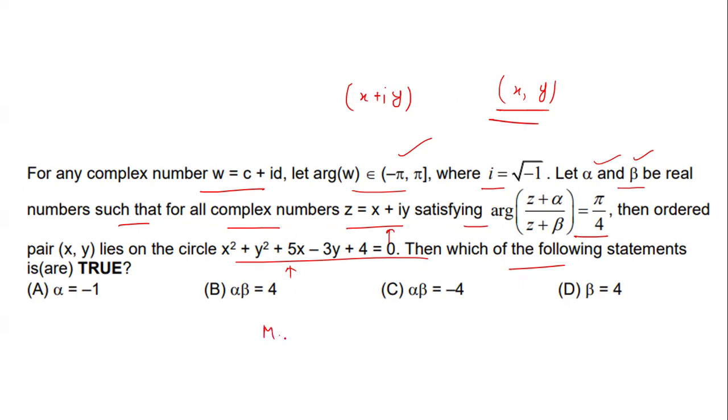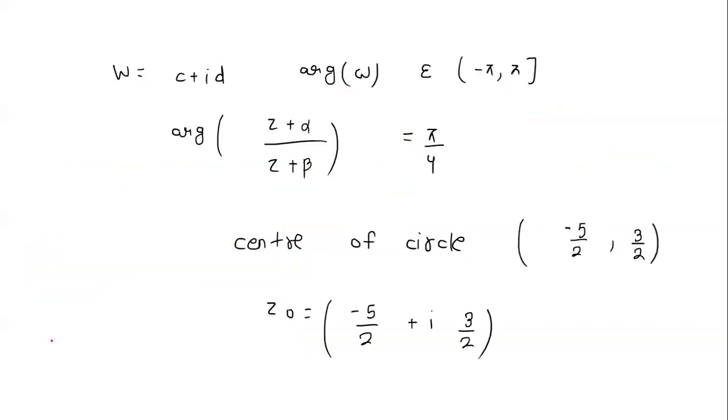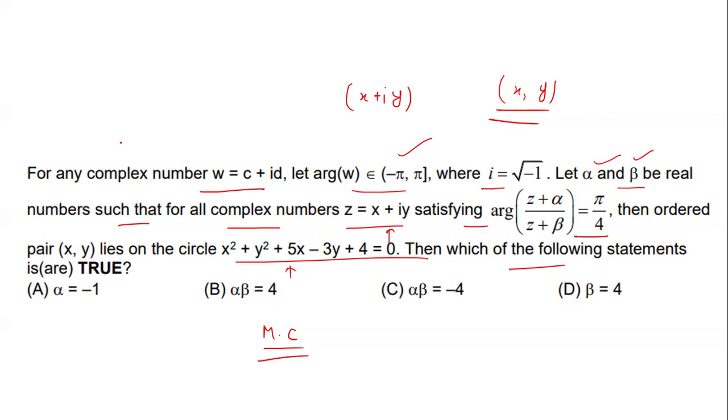So this is a multiple choice problem. First of all you find out the values of alpha and beta, and based on that you have to tell which options are true. So let's see how we can do this. First of all, in the problem it is given that the argument of this thing is pi by 4, and it is given that x comma y lies on this circle. If you see, the center of the circle is minus 5 by 2 comma 3 by 2.